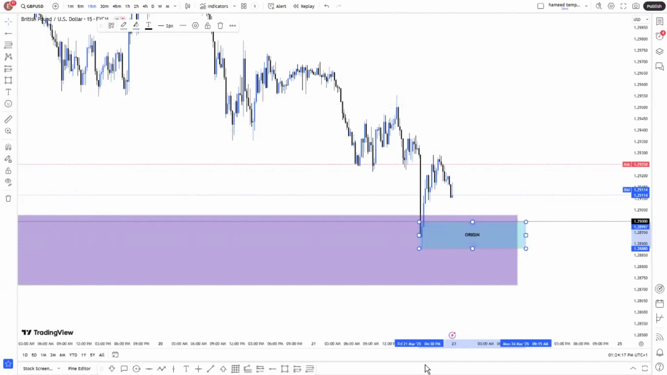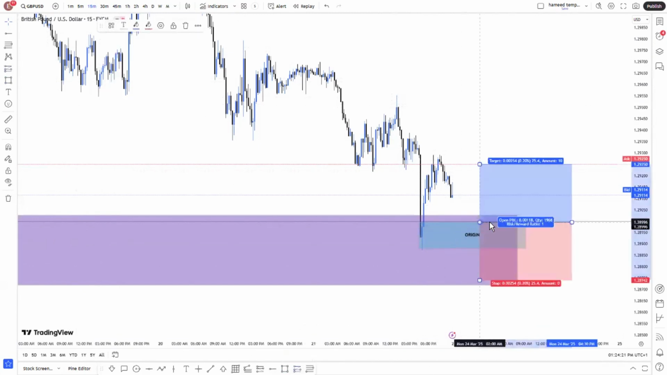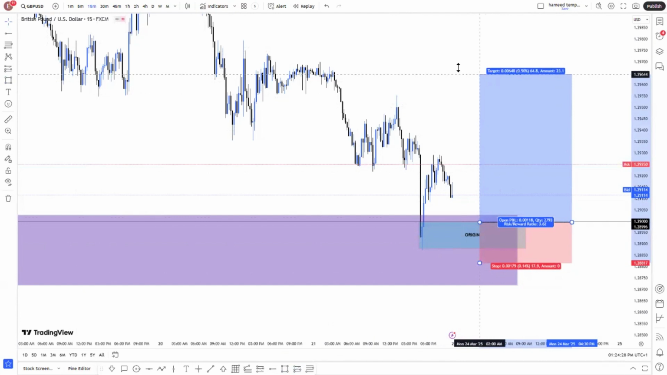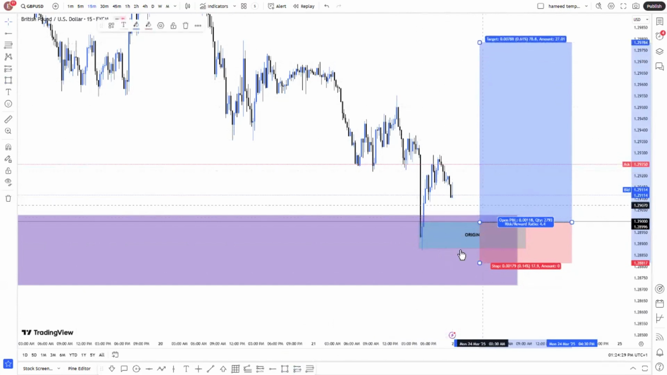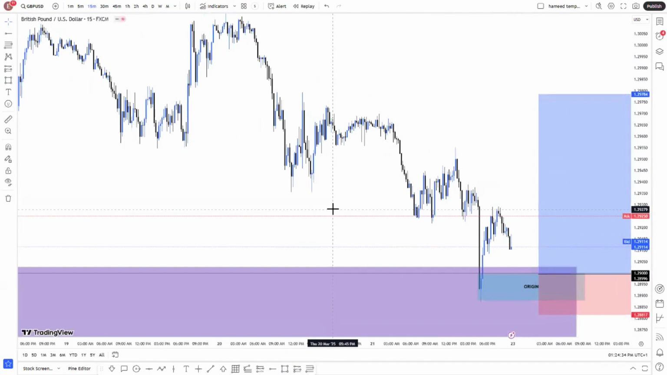The market comes back here and gives me this. Give me something like this. So I'll be able to look for my entry around here. So that's what I'm looking for on GBP USD.